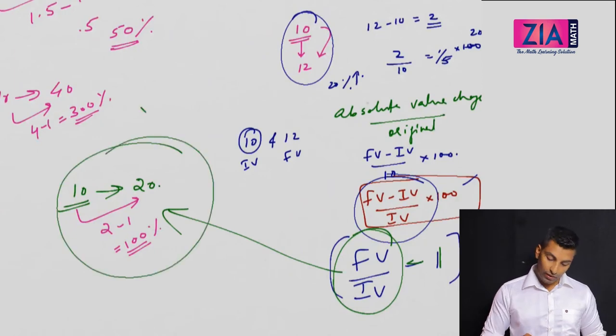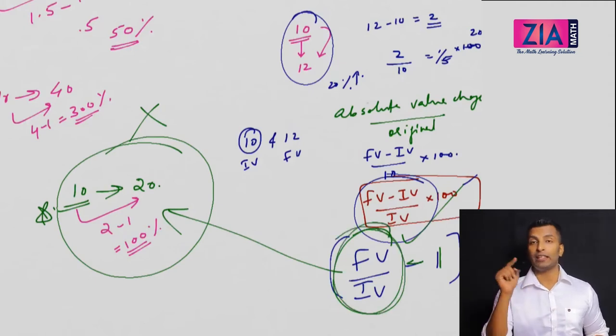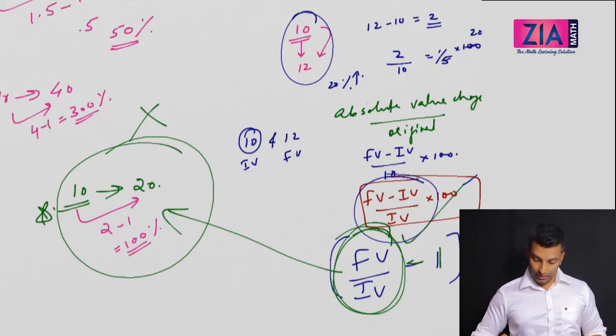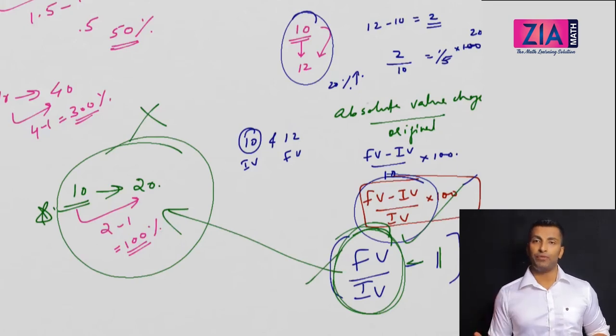Now I hope this you will never forget. You may forget the other one, but you may not forget this. So what we are actually doing is: factor of multiplication means final value by initial value, the same formula, minus 1, and add 2 zeros. Just keep this in mind, and you'll get the percentage change faster. Anything you can find faster.